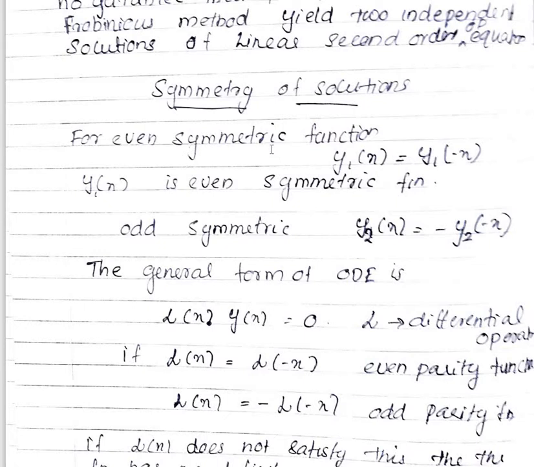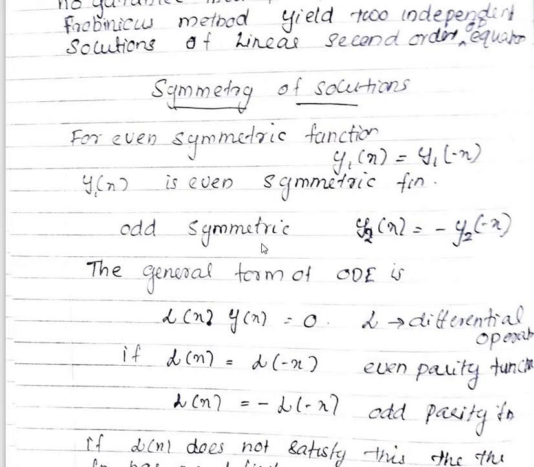For example, for a function or a solution y1 of x, when we replace x by minus x, if y1 of x is equal to y1 of minus x, that is, if there is no change in the sign of the function, we can call that function an even symmetric function. So if y1 of x is equal to y1 of minus x, y1 of x is an even symmetric function.